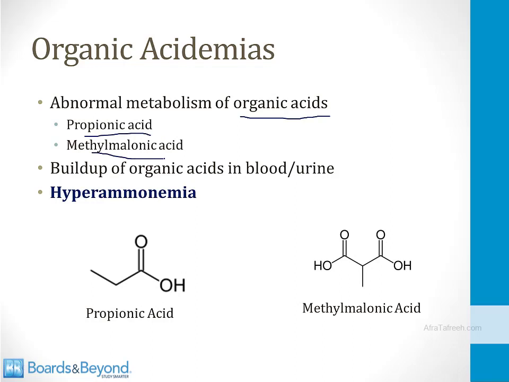In these disorders, there is buildup of organic acids in the blood and urine that leads to an acidosis. And then a second feature you should know about these disorders is that they cause hyperammonemia. The mechanism of this is not entirely clear. It's believed to involve shutdown of the urea cycle, but if you see a newborn baby who has some unexplained acidemia and hyperammonemia, these are one of the disorders you should think of.